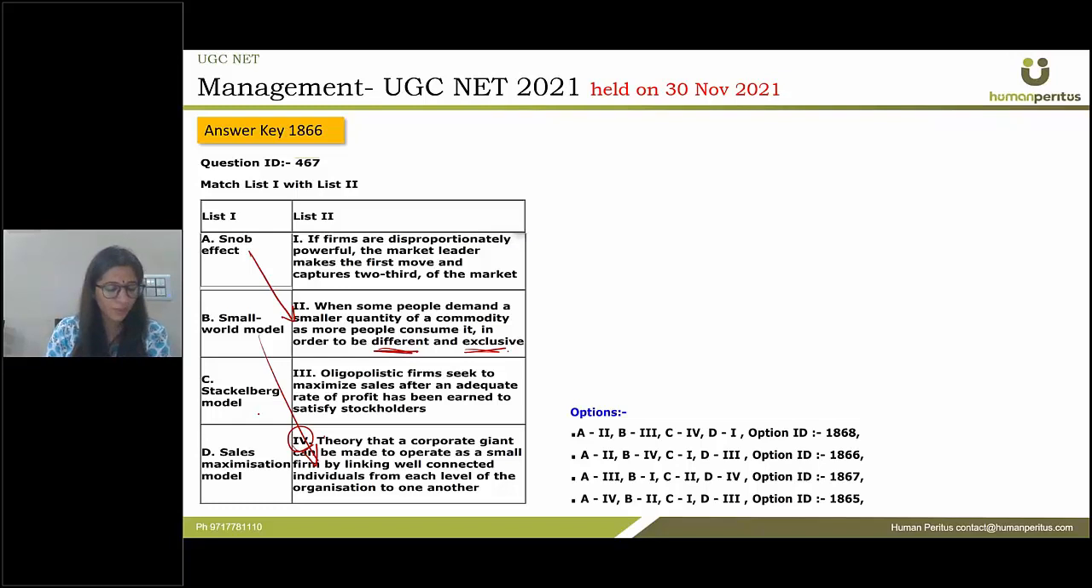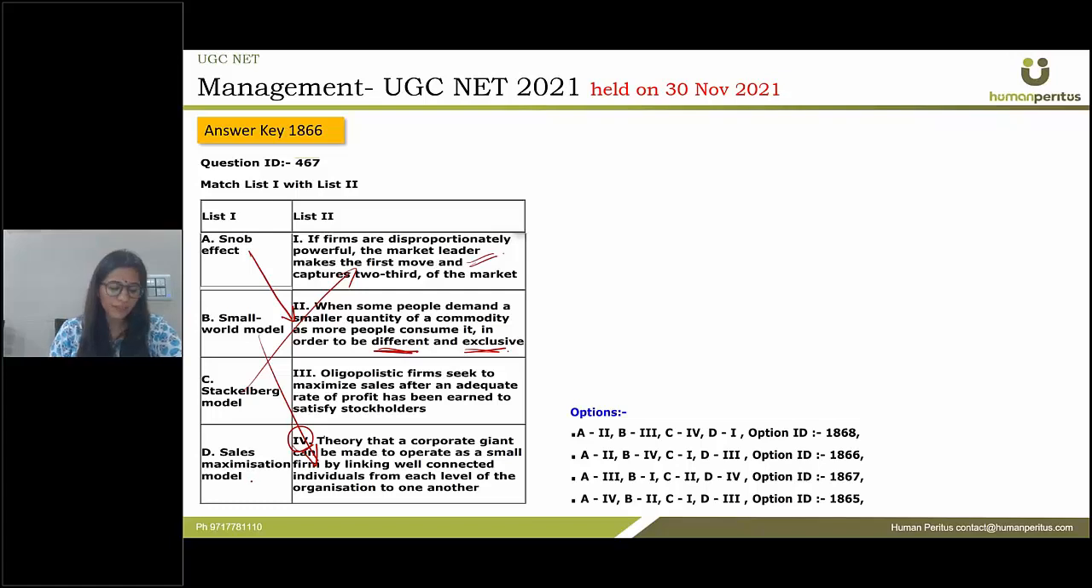Next is Stackelberg model. Stackelberg model is the model where the leader firm moves first and then the follower firms move sequentially. So here statement 1 goes with this, where it is given that if the firms are disproportionately powerful, the market leader makes the first move. All right. So it would make the first move.